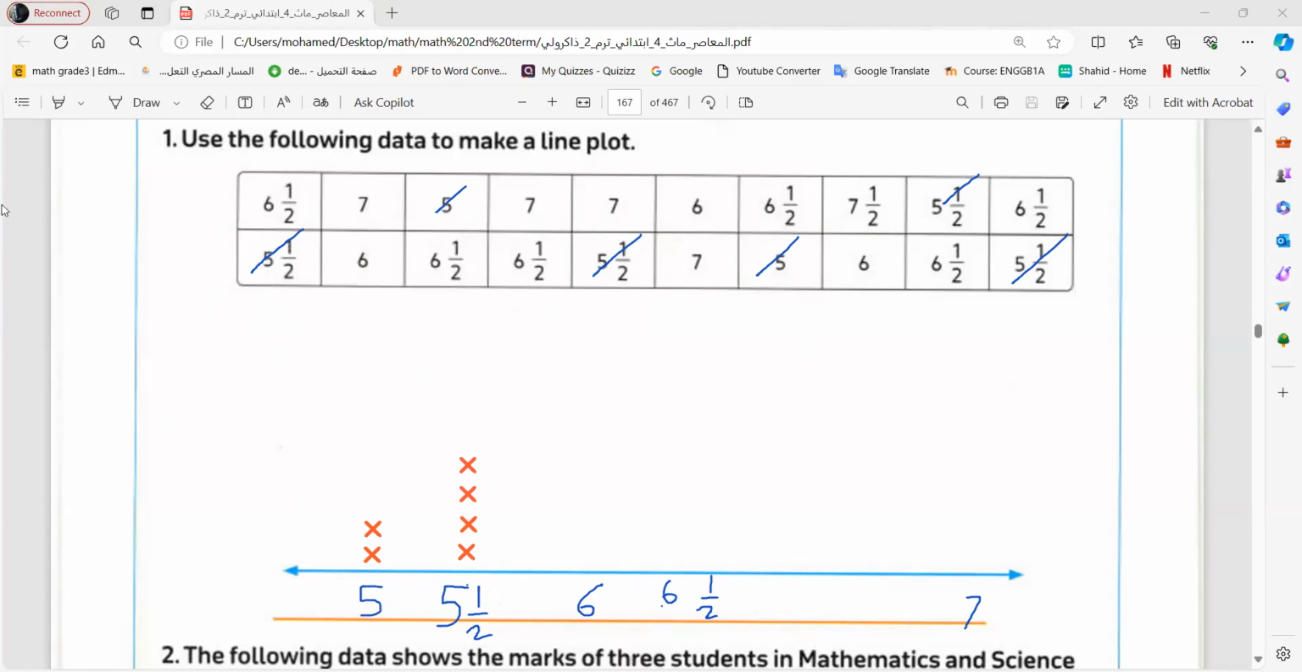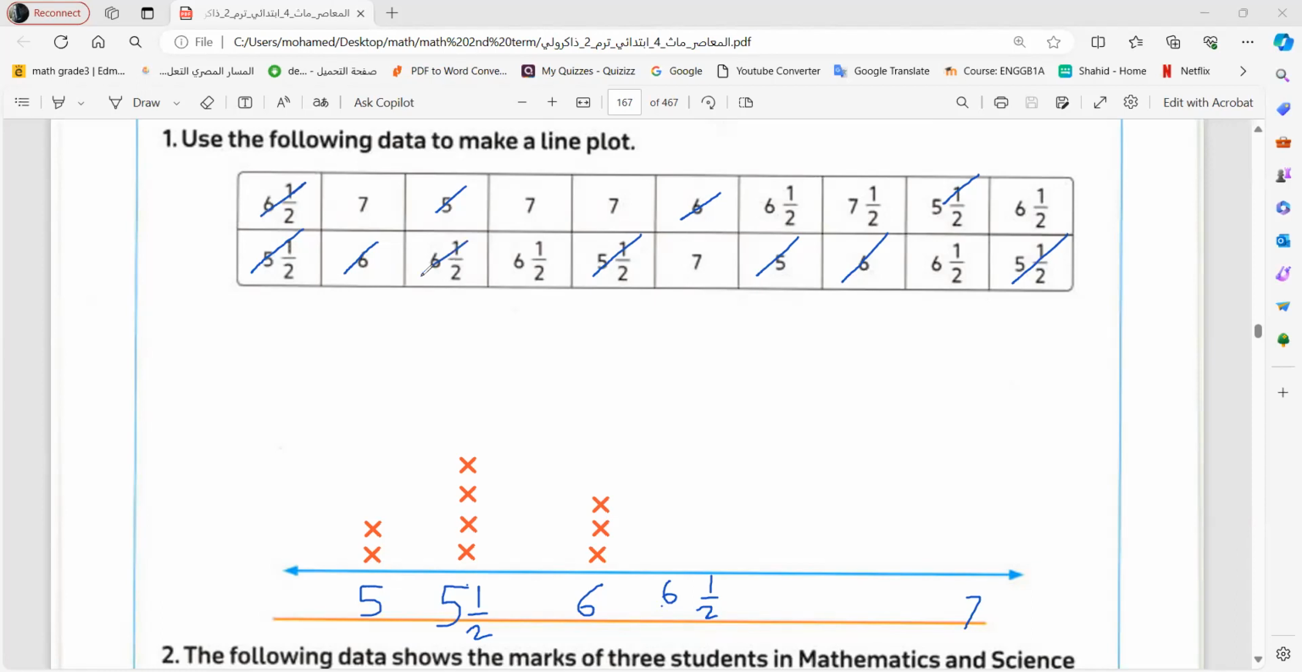Finish. 6. How many got 6? 1, 2, 3. Can you see anything else? No? Okay. 1, 2, 3. What about 6 and a half?